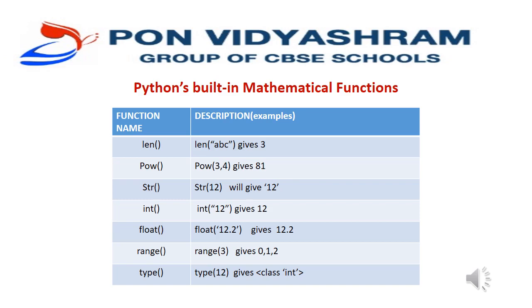Next one, range. Range of 3, so it will give 0, 1, 2. Next one, type of. The type of function is used to give the data type of the variable. Here I have passed type of 12. So 12 is an integer data type, so we'll be getting the output as class int.